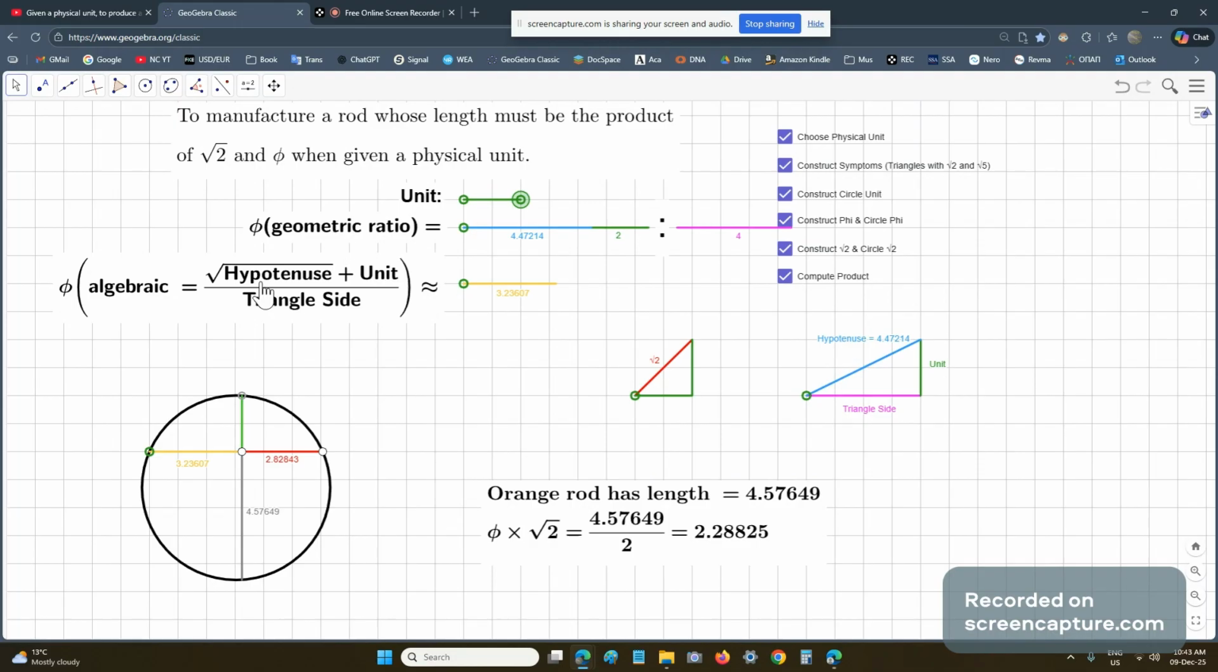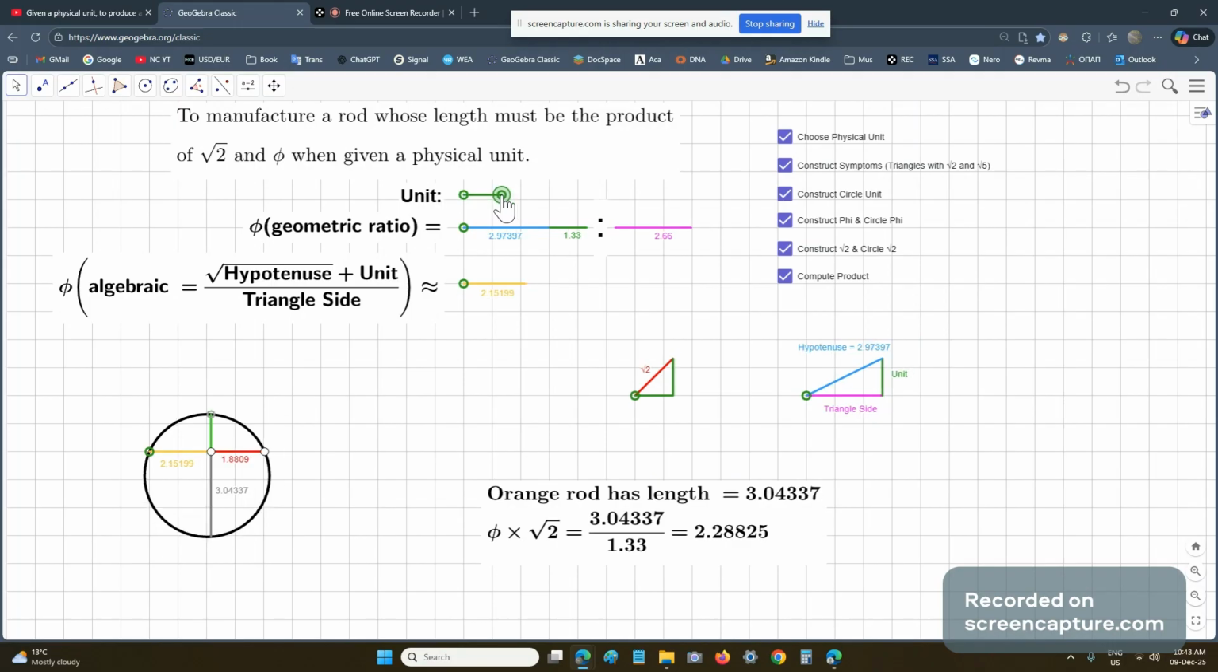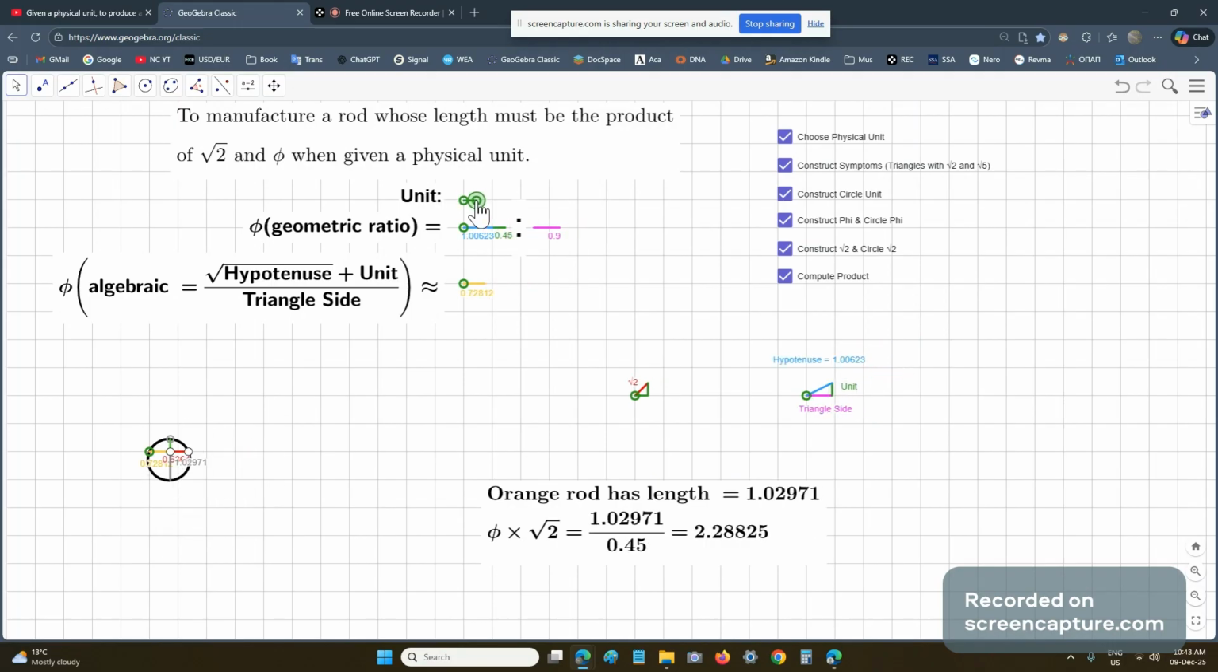And in algebra, you take the hypotenuse plus the unit and divide it by this triangle side, which is the unit you're using. And it can be anything. Doesn't matter what it is, just can't be 0, of course, because then you'll have nothing. So that is how you find the product of root 2 and phi given a physical unit.